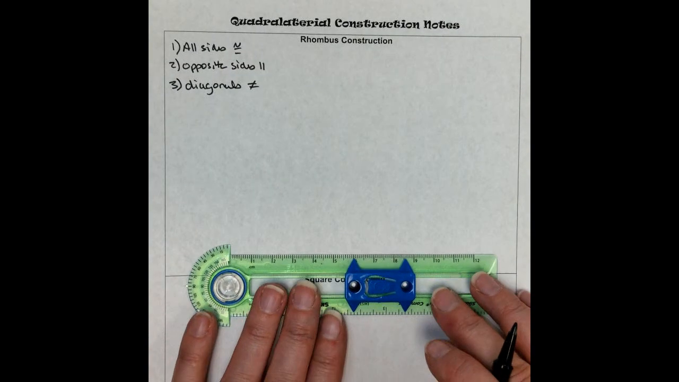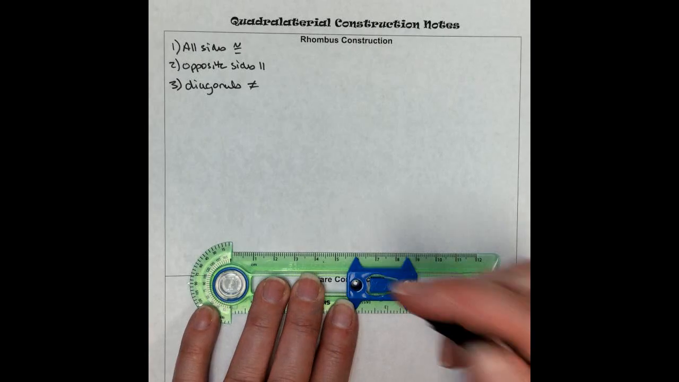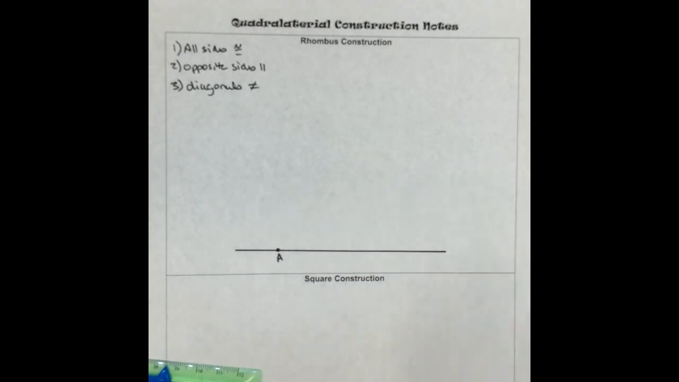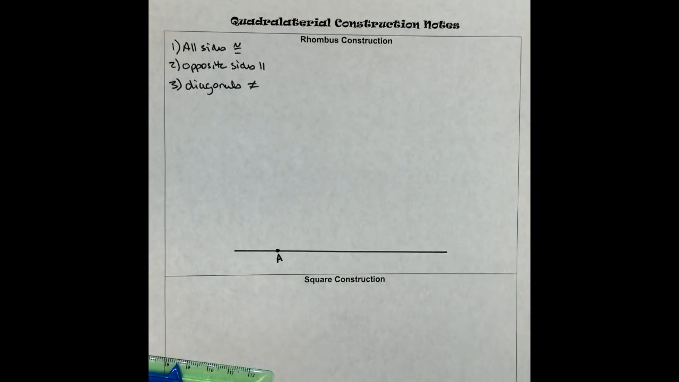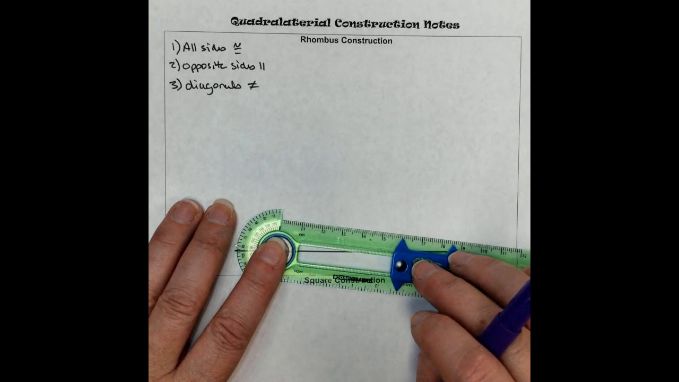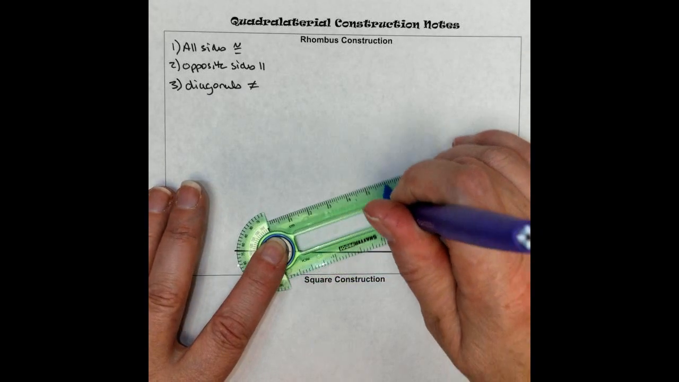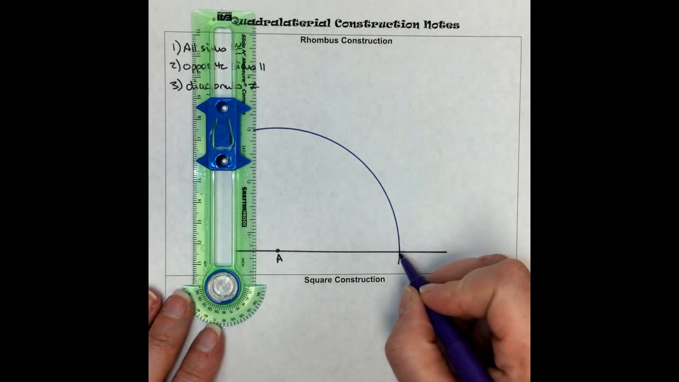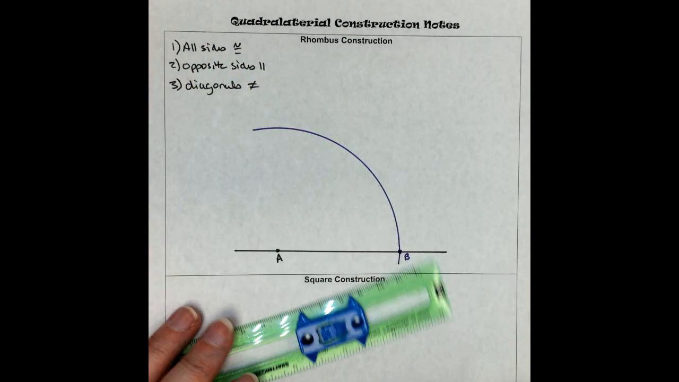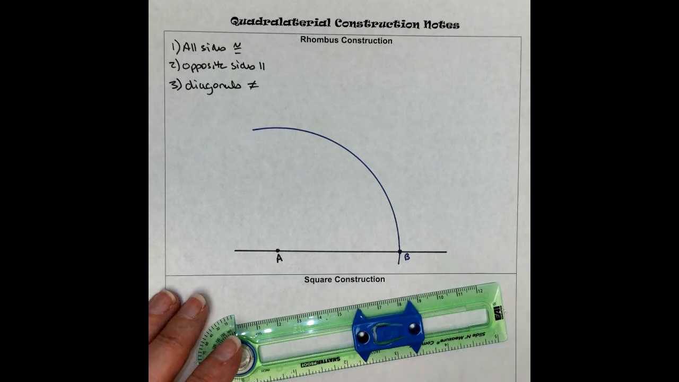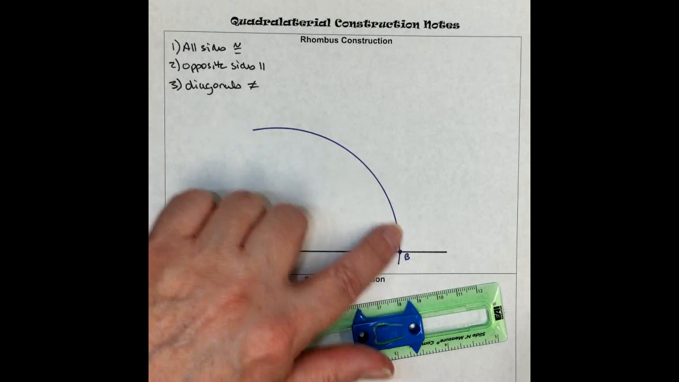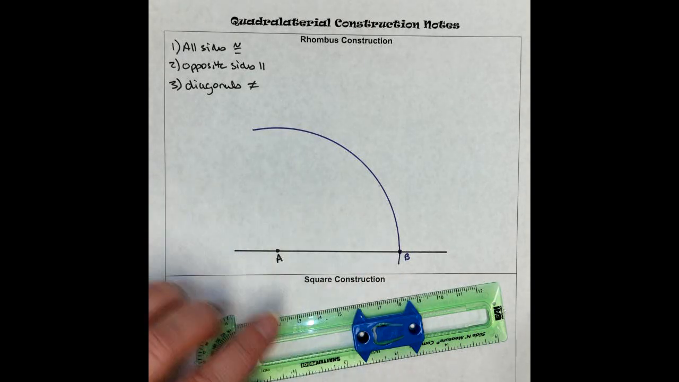So we're going to start off with our baseline here, just like we do with all of them. We're going to have a point A. Now remember, a rhombus has the same side lengths. So I'm going to put my compass at 6, and I'm just going to draw a large arc. I'm going to put my point B at the intersection of the black line and the purple line.